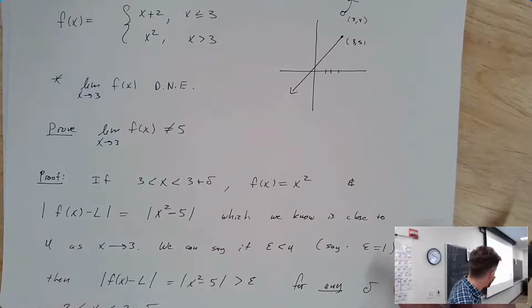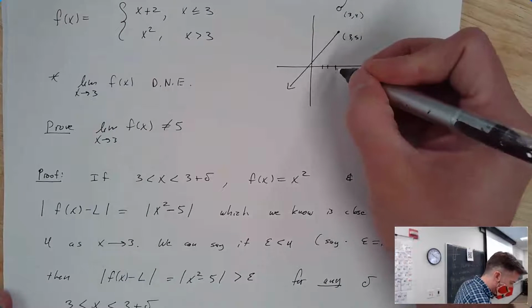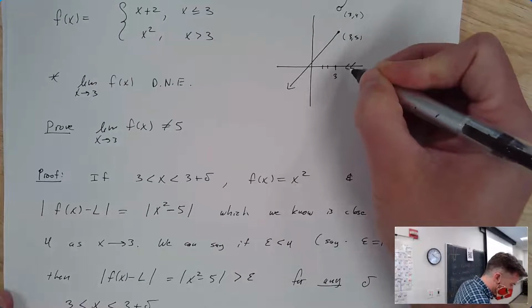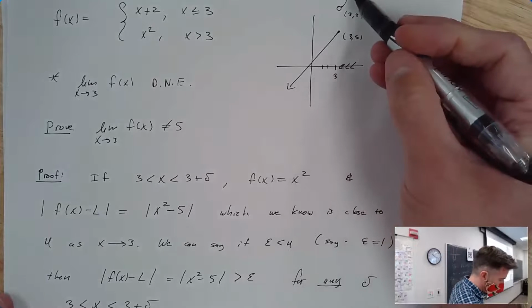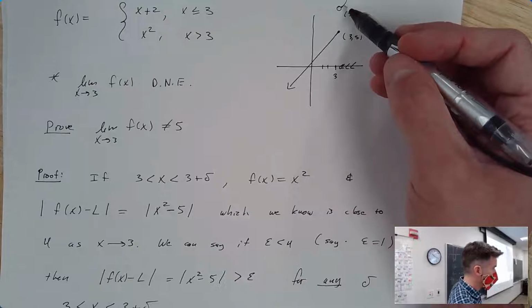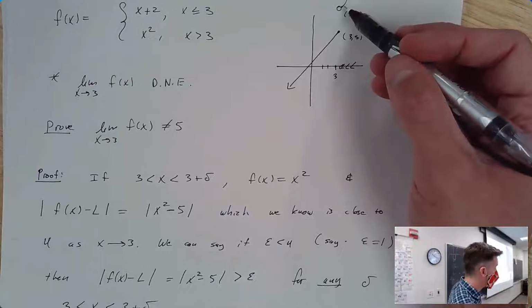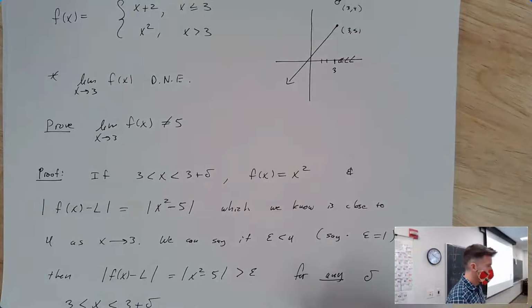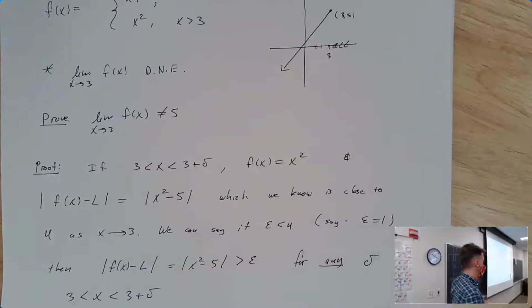And no matter how close we get to 3 here, we can't make this function any closer to 5. The closest it gets to 5 is not quite 4. So setting epsilon to be 1 means we're never going to get that close. So obviously we cannot show that the limit of this function is equal to 5. Because it isn't.